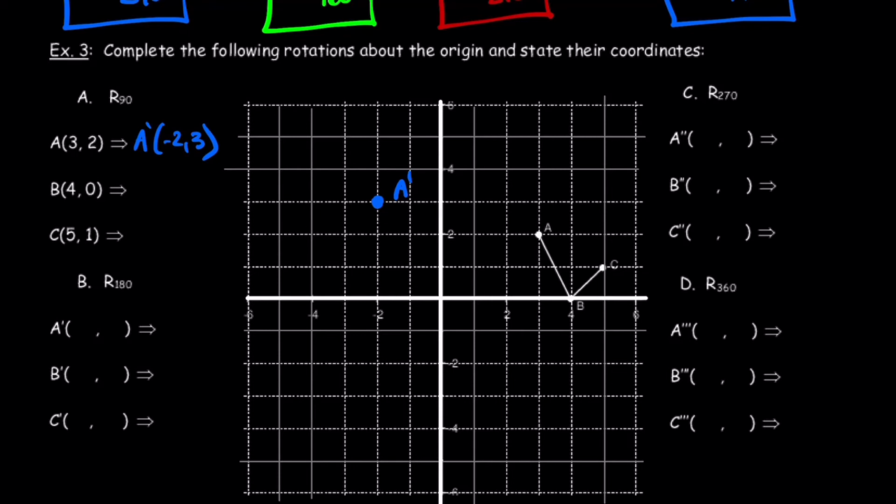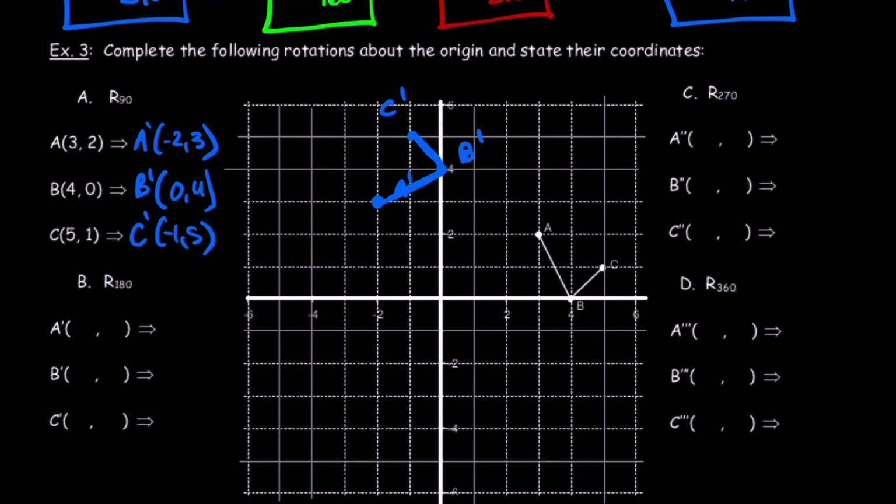What's going to happen to B? Well, I go over 4. I have to rotate that 90, so it'd be like going up 4. It's going to go right there. So B prime is going to be 0, 4. And what happens to C? C is over 5, up 1. I rotate that. It's like up 5 over 1. It's going to go right there. And I connect A to B to C. So there's that, and C prime has the coordinates negative 1, 5.